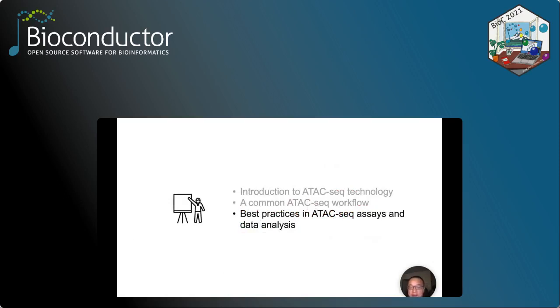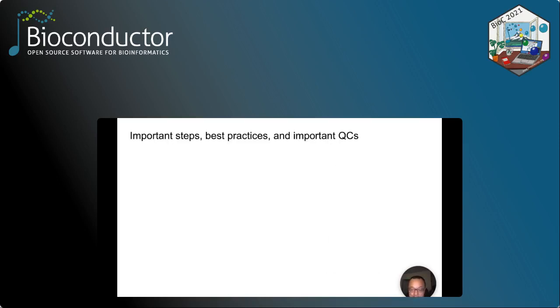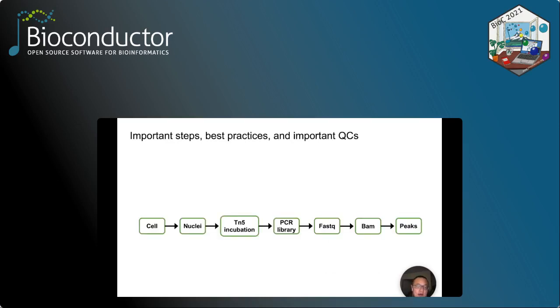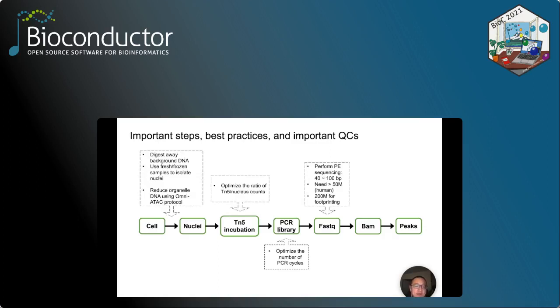Now you have the basic idea of what ATAC-seq is. Next, I'm going to cover the best practices for each of the steps. Here, the major steps are listed in the green boxes. I also summarize the best practices for each of the steps with the dotted boxes. For example, starting from the cells, you must digest away the background DNA before you isolate the nuclei. And you can also choose to reduce the organelle DNA using an ATAC-seq protocol.